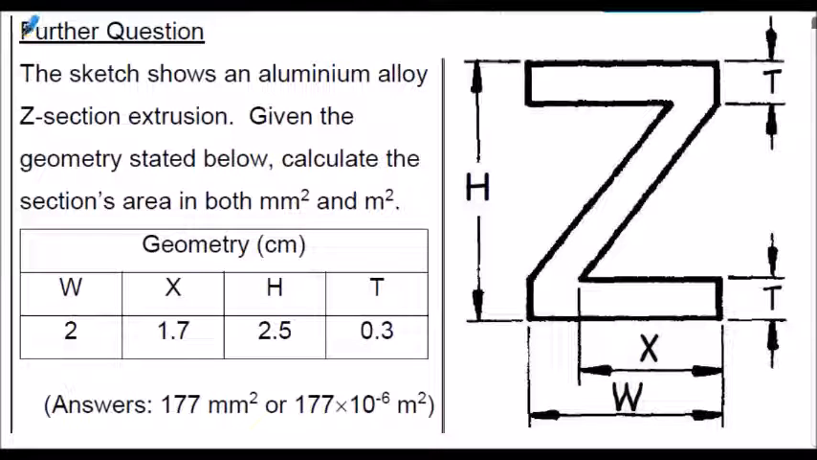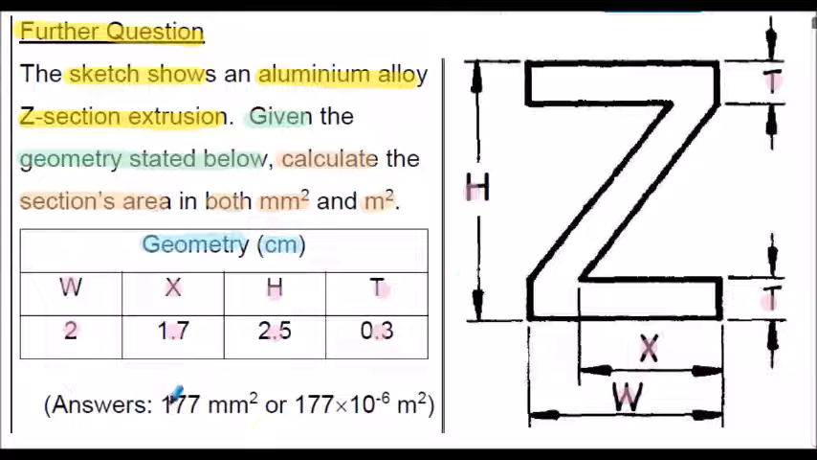I will leave you with one further question. The sketch shows an aluminium alloy Z-section extrusion. Given the geometry stated below in the table, we have to calculate the section's area in both millimeters squared and meters squared. Notice for reference, the geometry in the table is stated in centimeters. The symbols shown here and the dimensions shown underneath relate to the symbols shown here in our sketch.